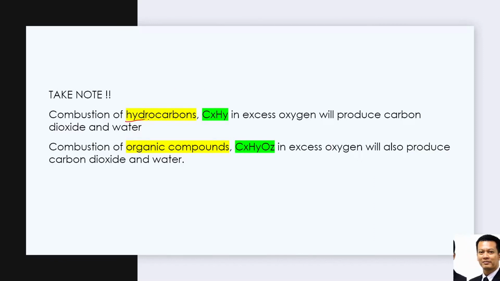Be careful. Combustion of hydrocarbon, remember, hydrocarbon only involves carbon and hydrogen. X, Y here refers to the stoichiometry, the number, 2 or 4. And organic compound, be careful with this word. Combustion of organic compound produces carbon, hydrogen, and oxygen.